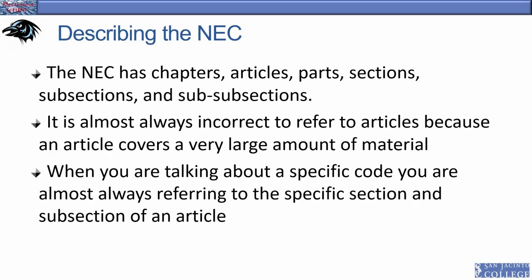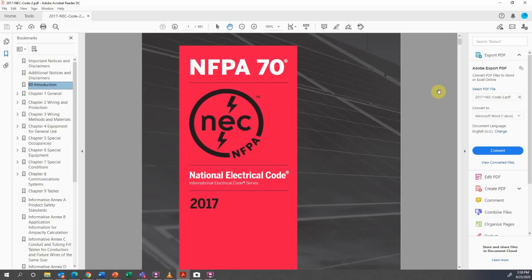So the National Electric Code has chapters, articles, parts, sections, subsections, and sub-subsections. I want to look at that. Let's take a look here. National Electric Code 2017.